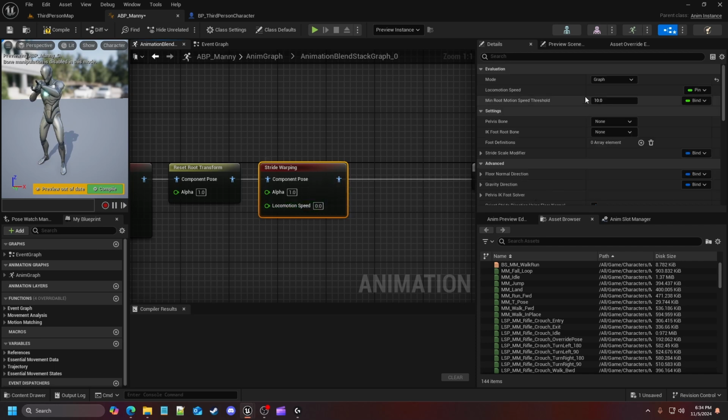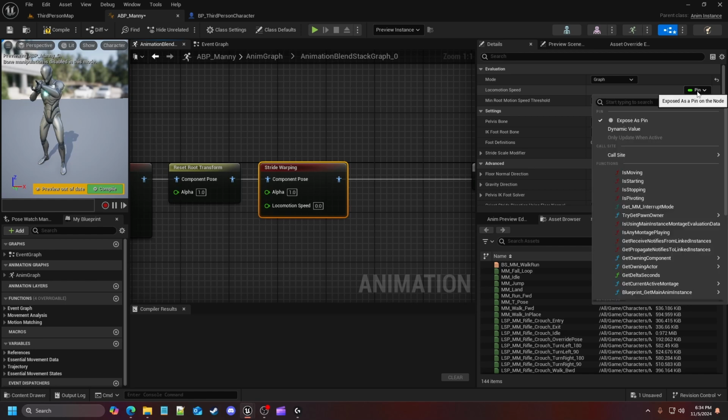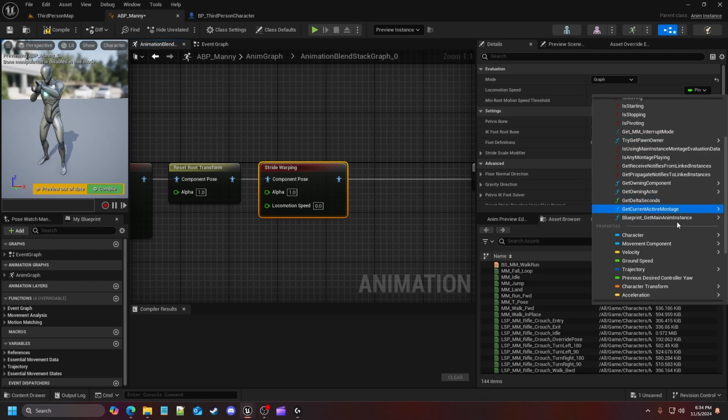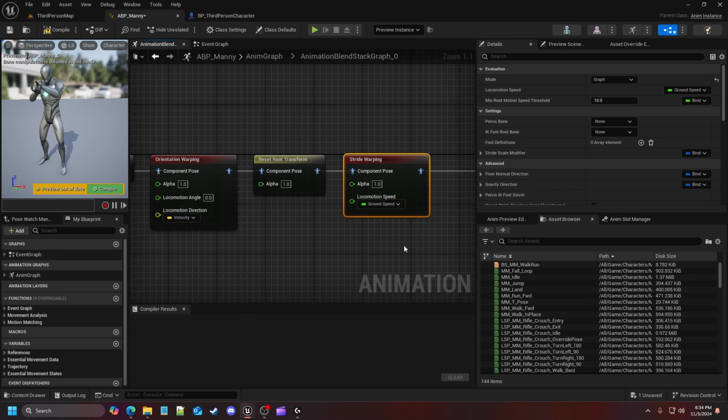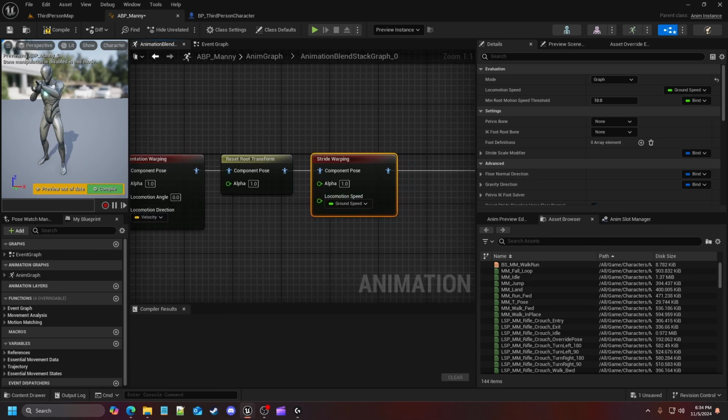So for this, what I did for our locomotion speed was click on our pin right here, and I just came down and grabbed our ground speed, and that's pretty much it as far as what I set it to, right? So now you can see that there is a familiar evaluation detail right here.